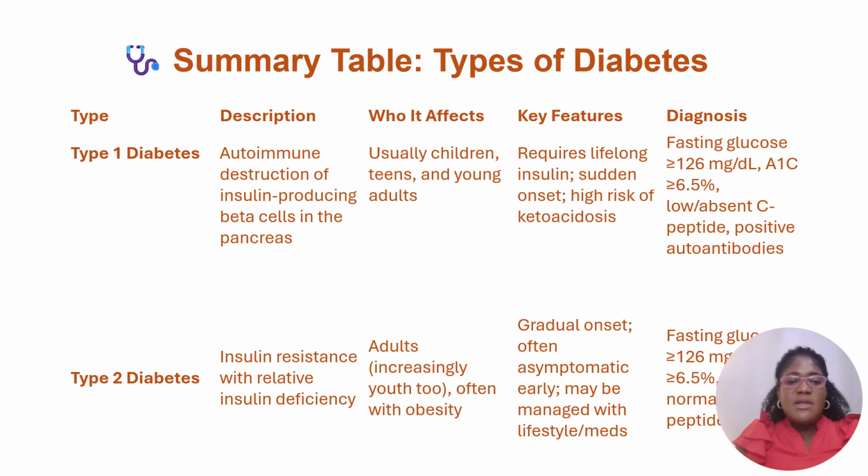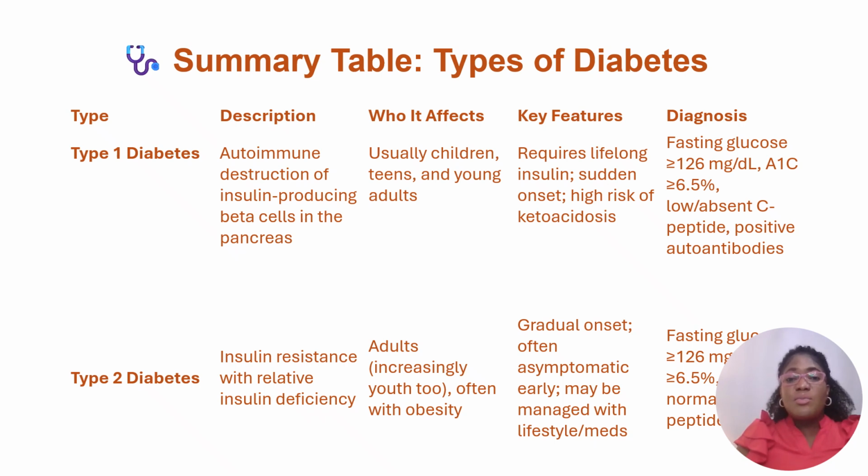So type 1 diabetes is known to be an autoimmune disorder, which is secondary to destruction of the beta cells of the pancreas. These are the cells that are responsible for producing insulin. It tends to affect children, teens, young adults, and it tends to have a sudden onset. Patients with type 1 diabetes usually require lifelong insulin. There's also a high risk for ketoacidosis.